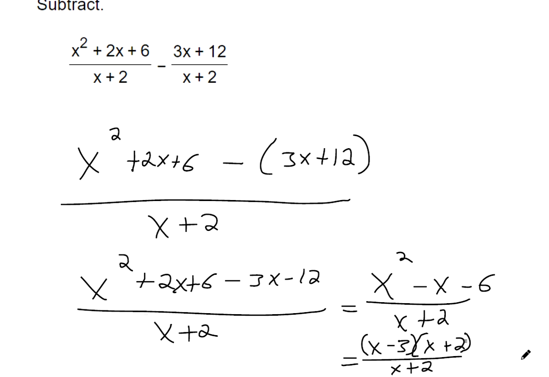And it's a good thing we factored it. It's a good thing we practiced factoring, because now we see we can simplify this expression even more. There's an entire x plus 2 in the top, and the bottom is an x plus 2. So those cancel out with one another. So our final answer here is x minus 3.